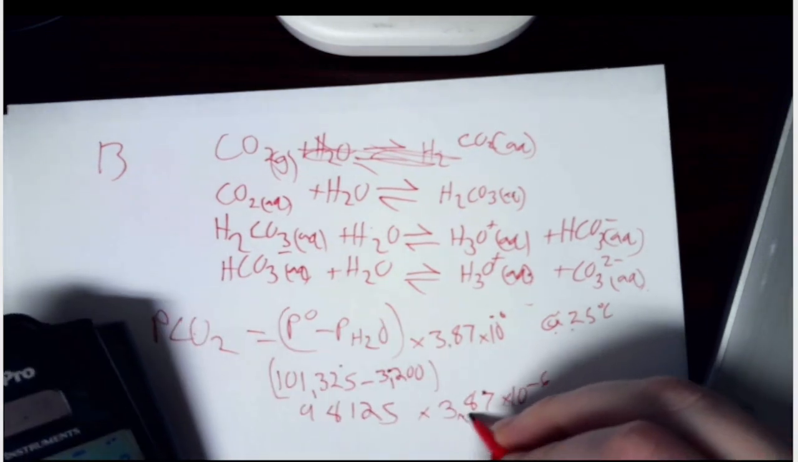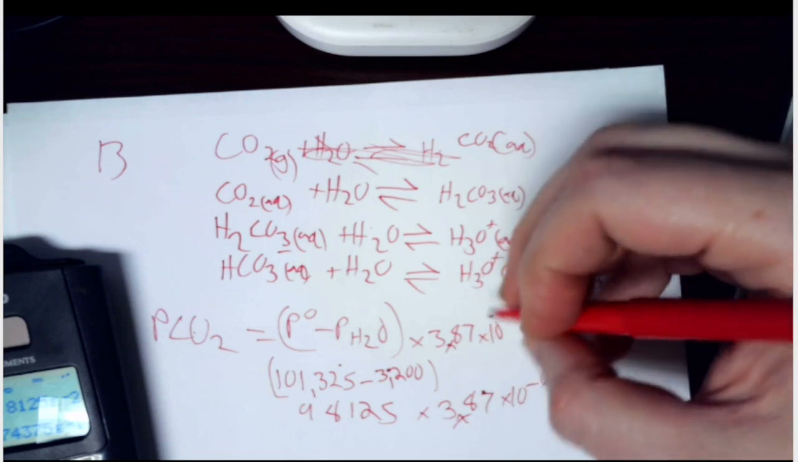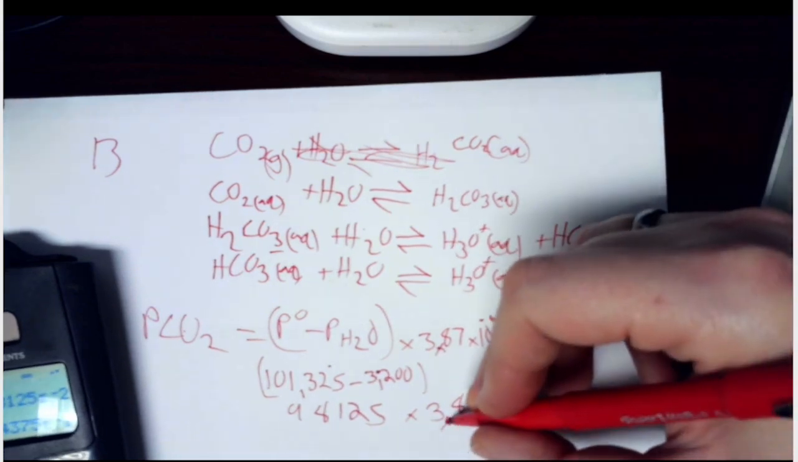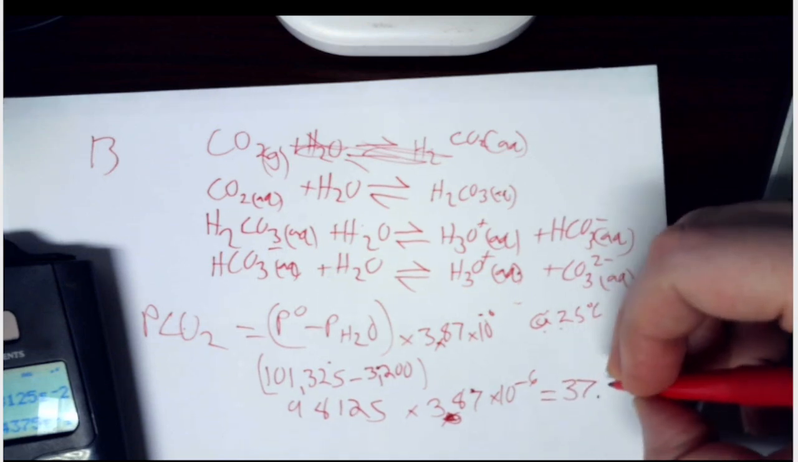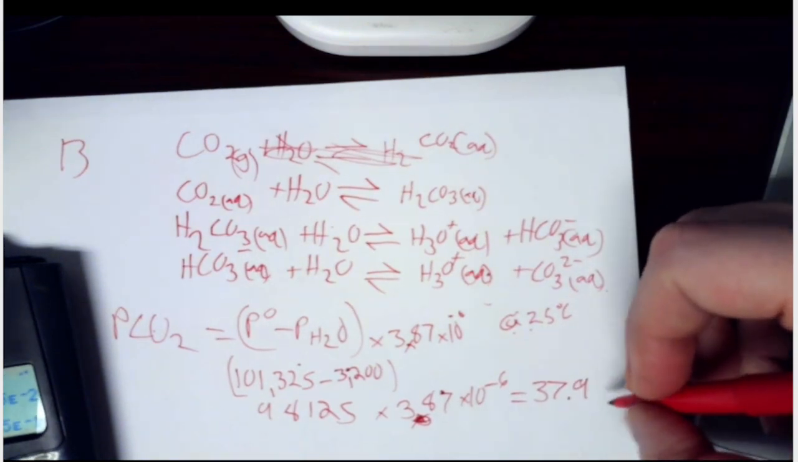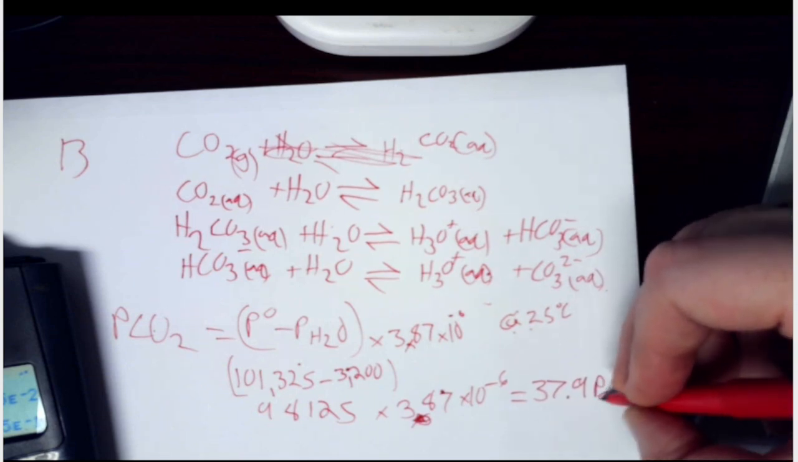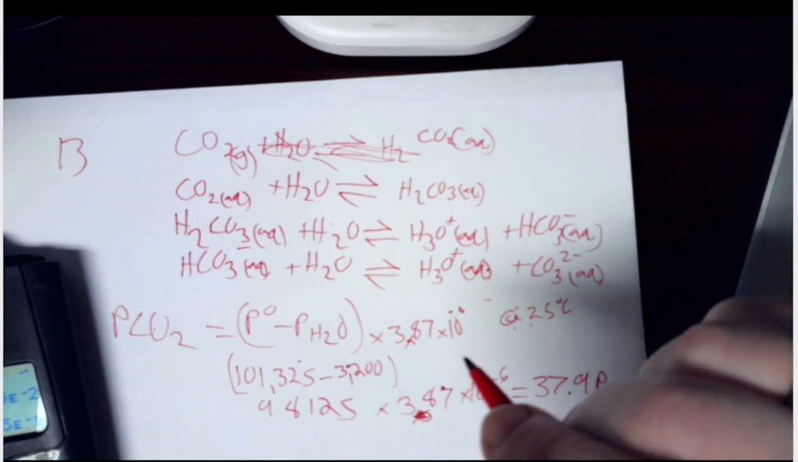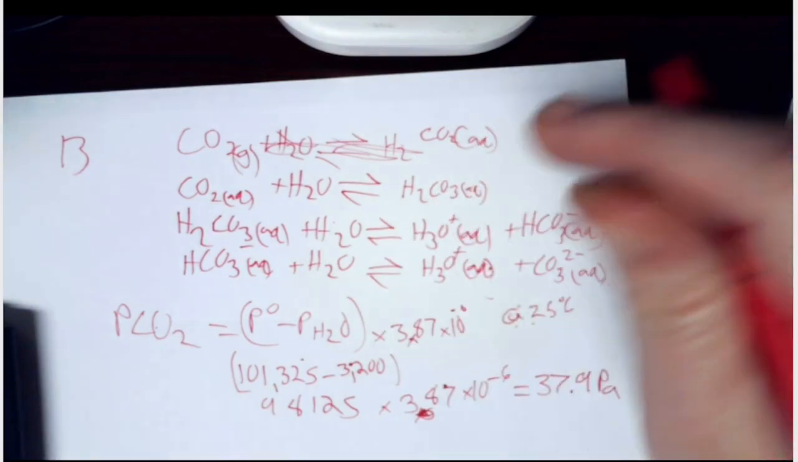There's no decimal there. It's 387 times 10 to the negative 6th in terms of pascals. And so this gives us the pascals of CO2 is 37.9 pascals.